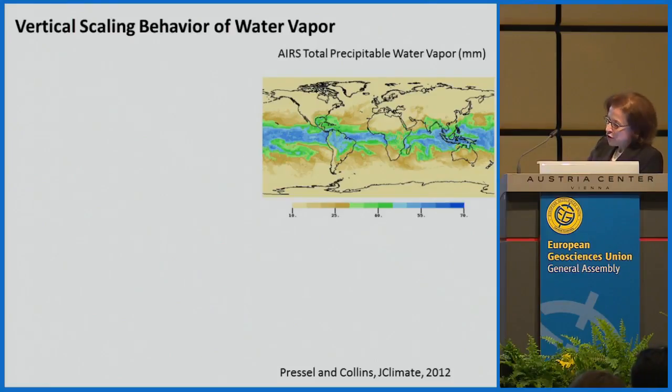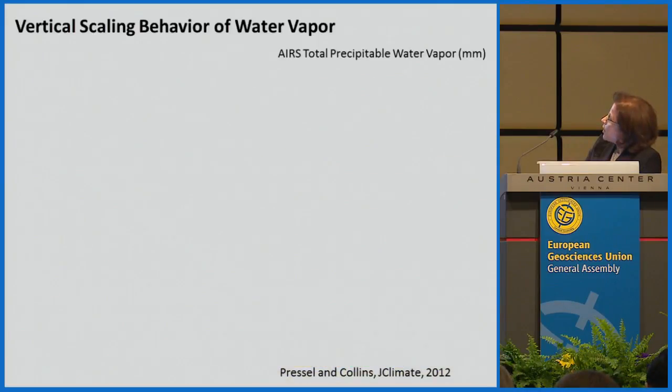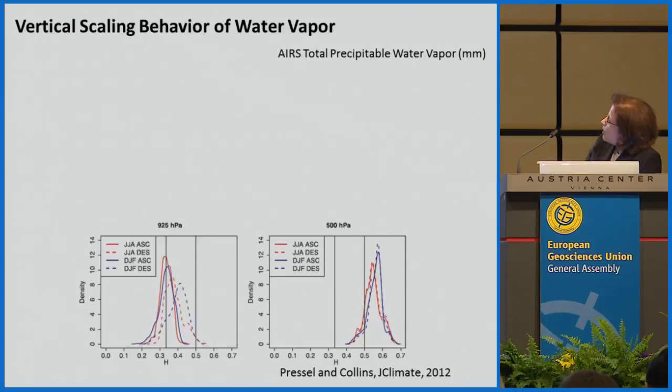Now, thinking about this vertical resolution issue, this is from a paper by Pressel and Bill Collins in Journal of Climate, using AIRS data. And what you can get from AIRS is basically information about water vapor distribution in the atmosphere. They did a very interesting analysis looking at ascending and descending orbits, and basically looking at the scaling factor at different levels in the atmosphere.